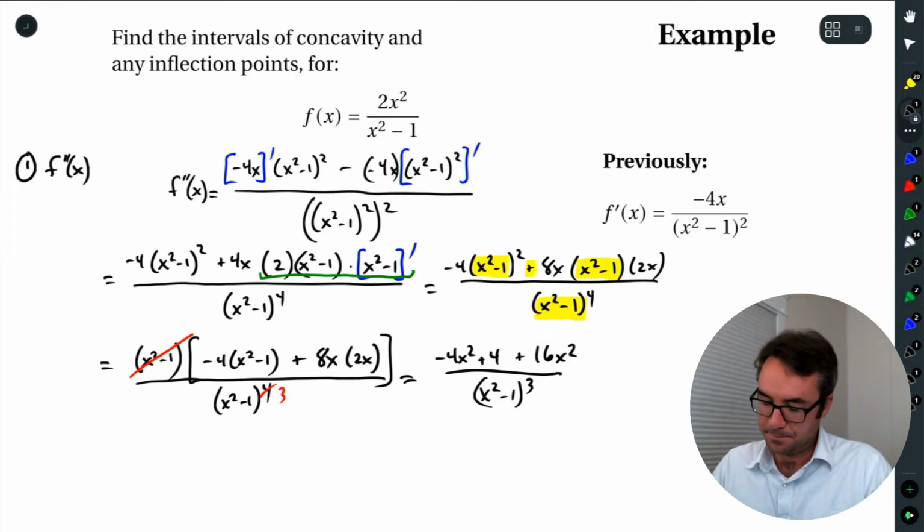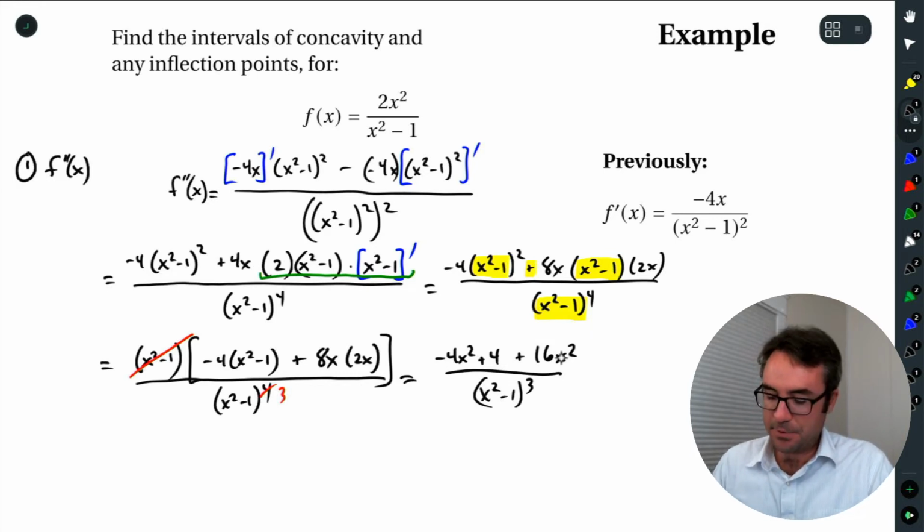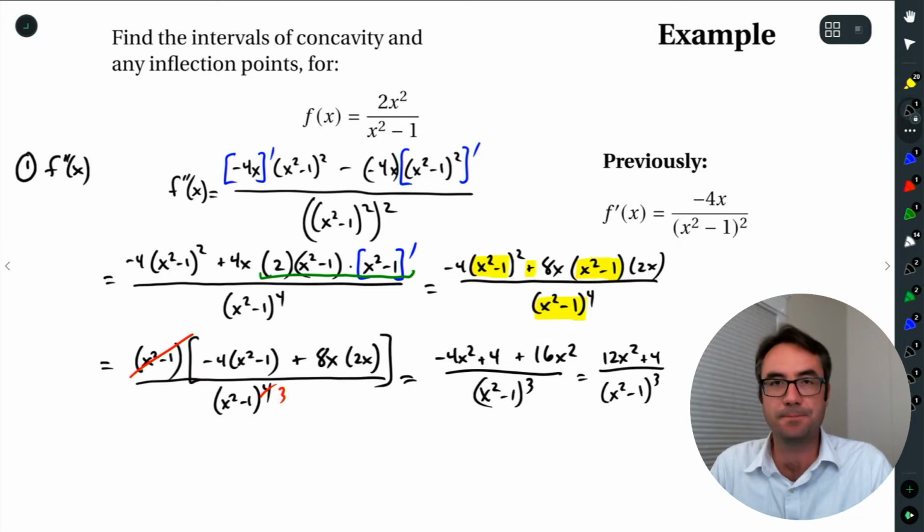All right. So a tiny bit more we can do. Clean up the numerator. We have these x squared terms. Let's combine them into 1. So we're going to have 12x squared plus 4 divided by x squared minus 1 cubed. All right. And that's about as good as we're going to get that. So it took a little bit of work, but we got our second derivative. And it's in a nice simplified form, too. That's what's going to be helpful.